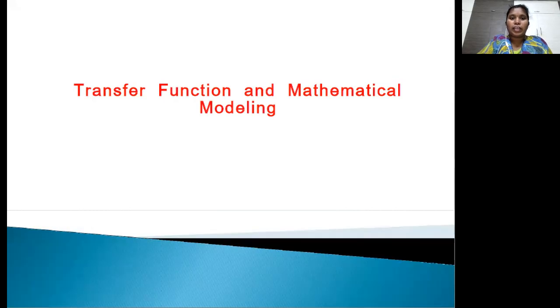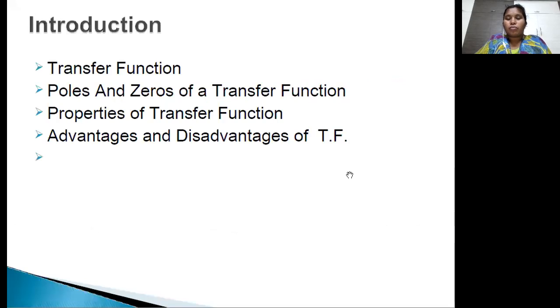A transfer function, as all of you know, is the ratio of the Laplace transform of the output signal to the Laplace transform of the input signal. Here I want to discuss the definition of a transfer function, why we use a transfer function, the representation of poles and zeros of a transfer function, the properties of a transfer function, and the advantages and disadvantages of using the transfer function. Okay, so let us discuss the transfer function.